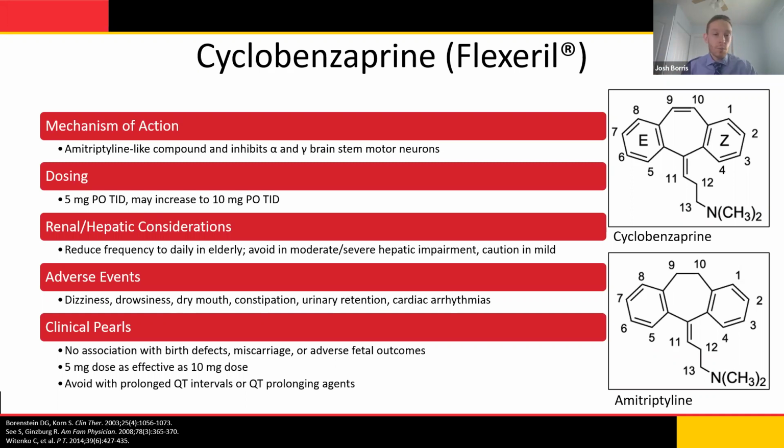So for clinical pearls, one of the things I think about is in pregnant patients. I guess it's not anymore because they changed their pregnancy categories, but it was category B. It had no association with birth defects, miscarriage, or adverse fetal outcomes. So it was, or I guess it is, safe to use in our pregnant patients. And as I said before, the 5 milligram dose is as effective as a 10 milligram dose. One other thing I have as a note is that it may have a risk to decrease seizure threshold, but that's very, very rare and just another theoretical risk. So just something to be mindful of.